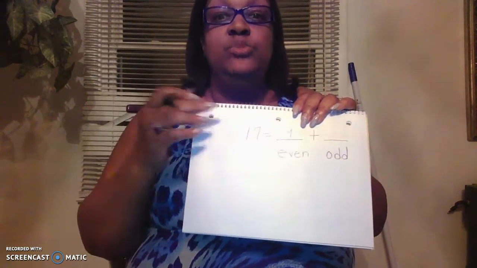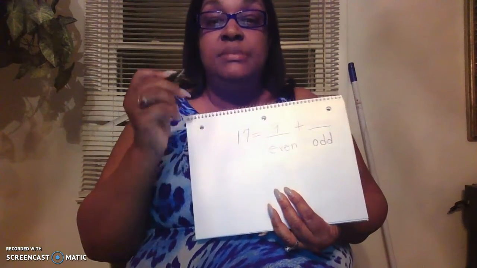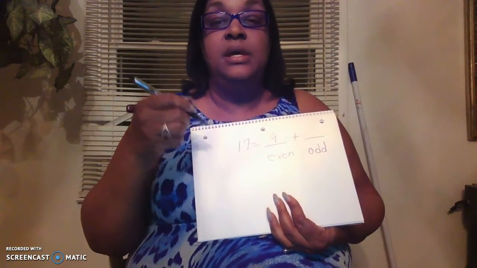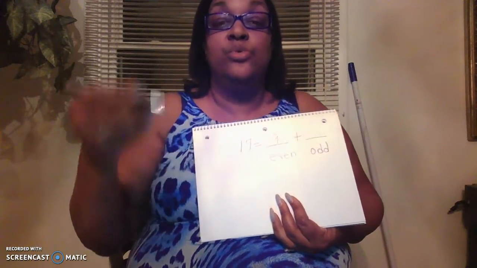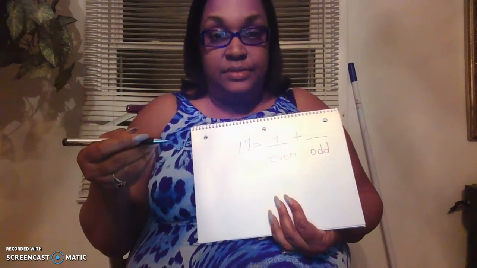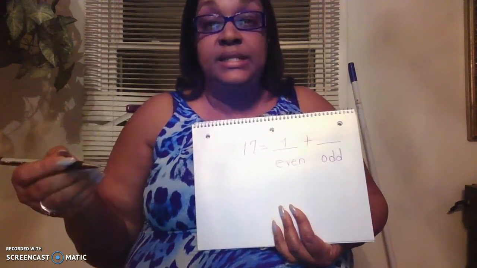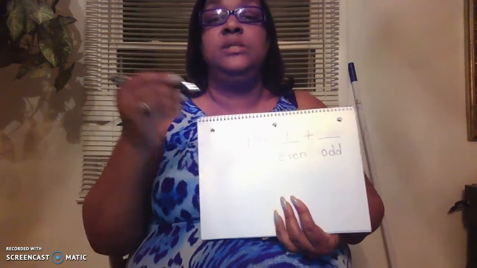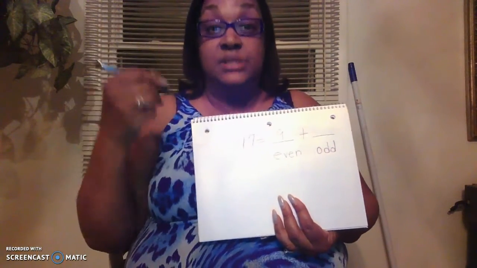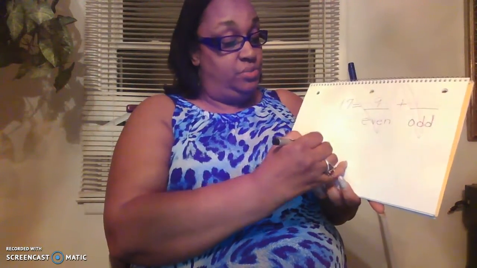So let me redo my problem. This is a good thing because we caught our error and now we're going to correct it. So never think when you make a mistake that you can't go back and correct it. So let's go back and correct Miss Powell's error. Starting all over again. Okay? Yeah, that's wrong. So let's start over. Our initial problem was 17 equals blank plus blank.